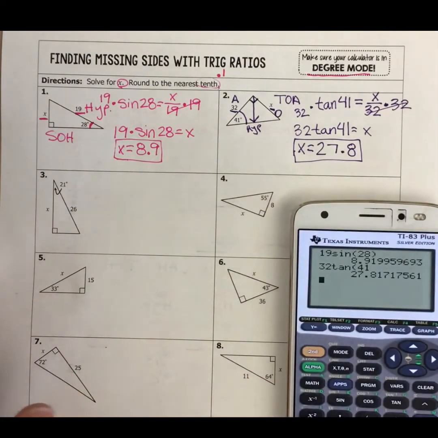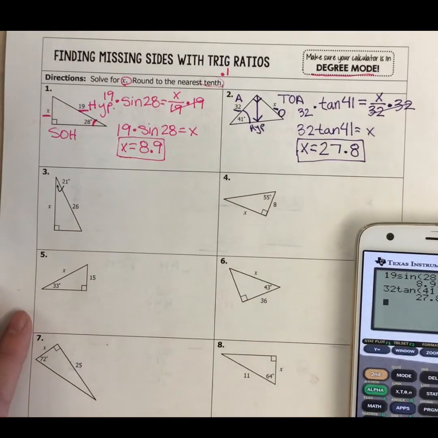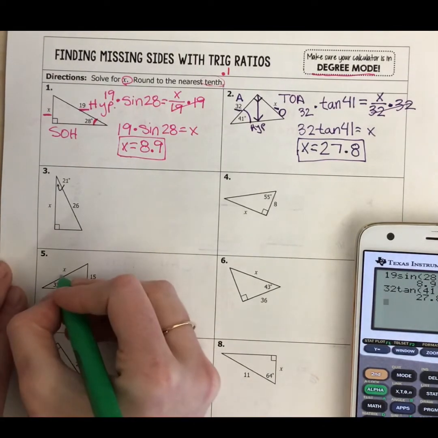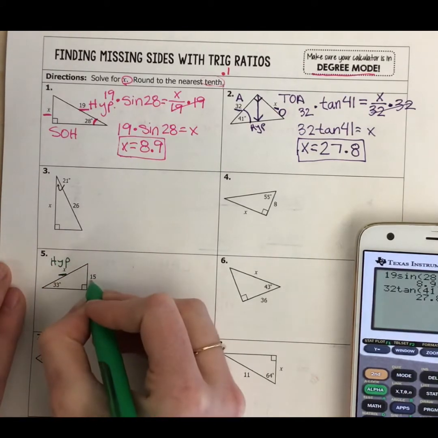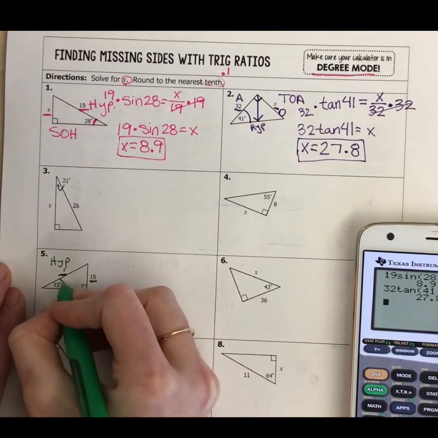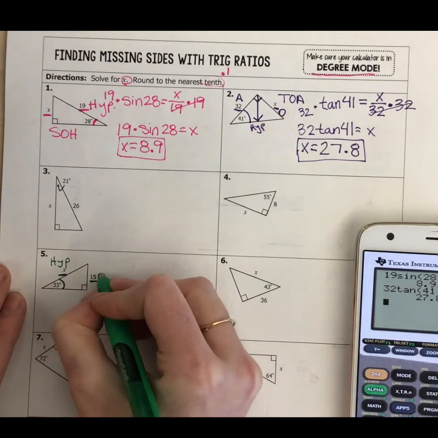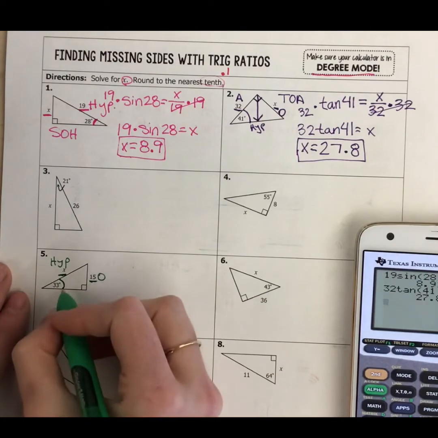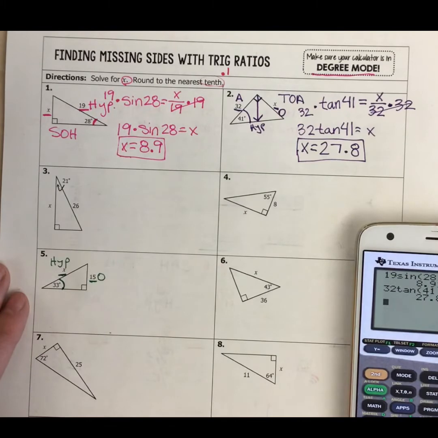For our next problem, I'm going to skip all the way down to number 5. So for this one, we want to look at x is our hypotenuse. And 15 is not next to 33. So that means that this is opposite of the angle 33. So what we have to do is use one of our trigonometric ratios to figure out what our hypotenuse is going to be.